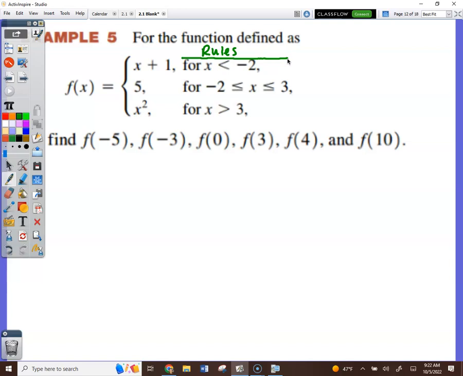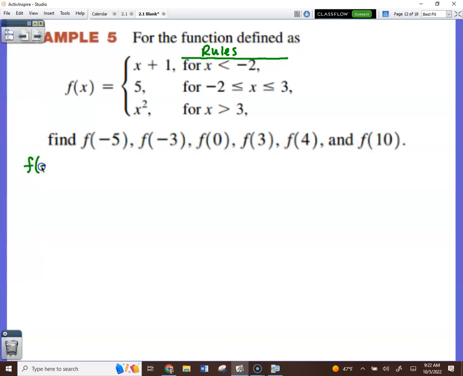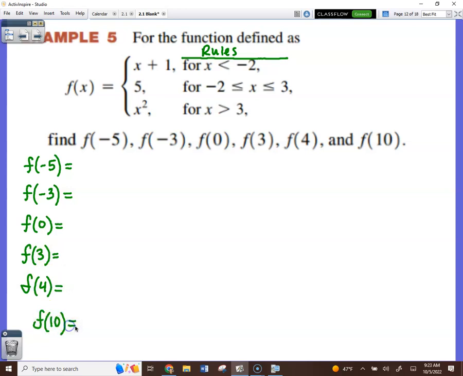So let's break it down. You've got find f of negative 5, f of negative 3, f of 0, f of 3, f of 4, and f of 10. So this is just plug and chug, but you've got to know which rule to go to. Come up here and draw your number lines to help you, if you want to. You really don't have to draw the number line. You could just say, what am I plugging in first?